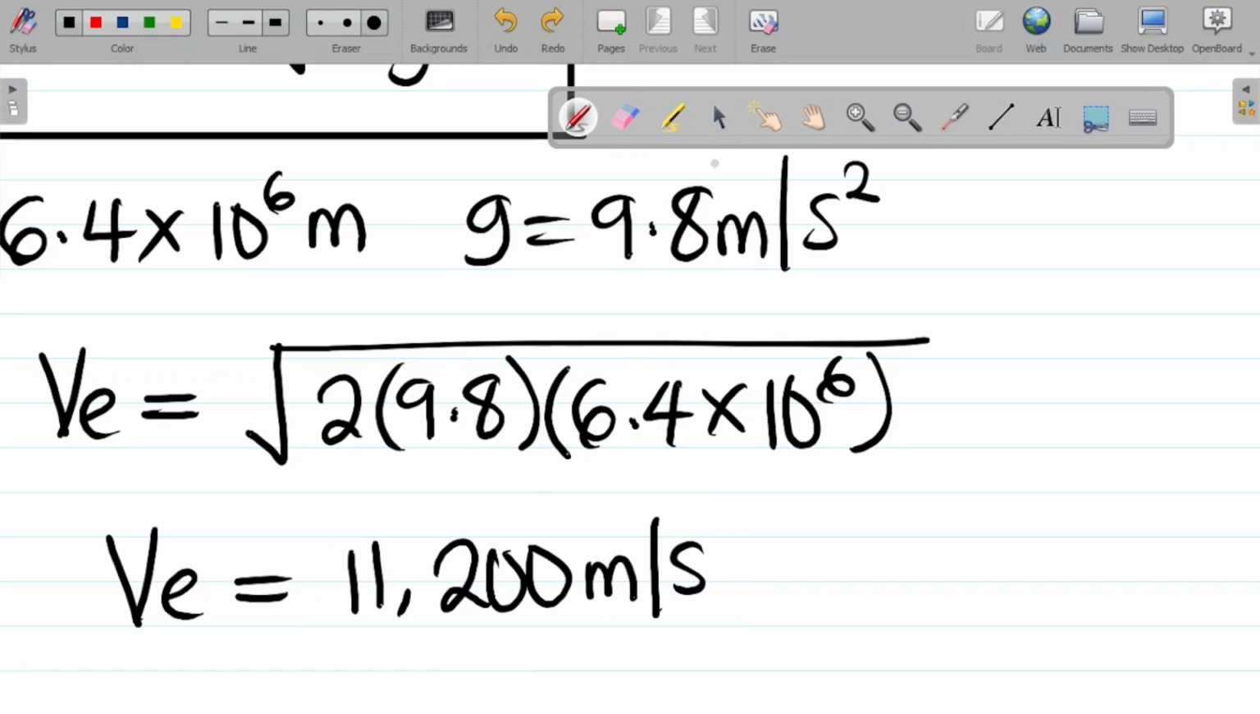All right, this value is what astronauts use to launch some of the rockets and the space shuttle. They are launched with a velocity that is above this value, so that they can actually go to space.